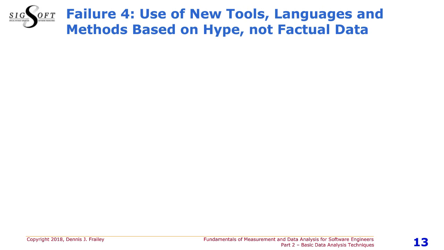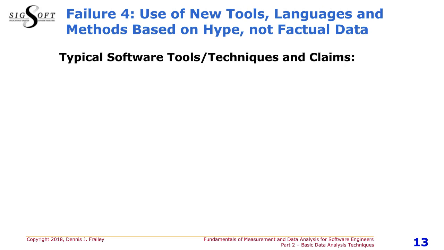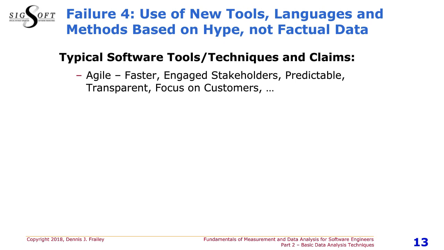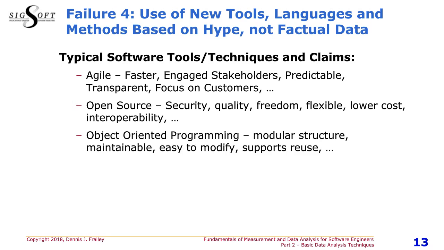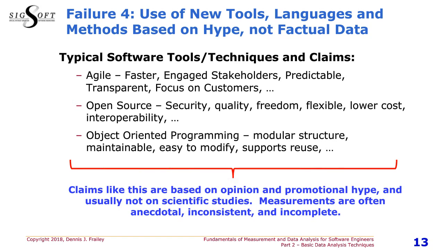Here are some typical claims. I pulled these off of a couple of websites just for this webinar. Claims about agile development. Those are some of the claims. Claims about open source software. Claims about object-oriented programming. Very few of these are based on any genuine scientific assessment. Very few of them are really quantitative.